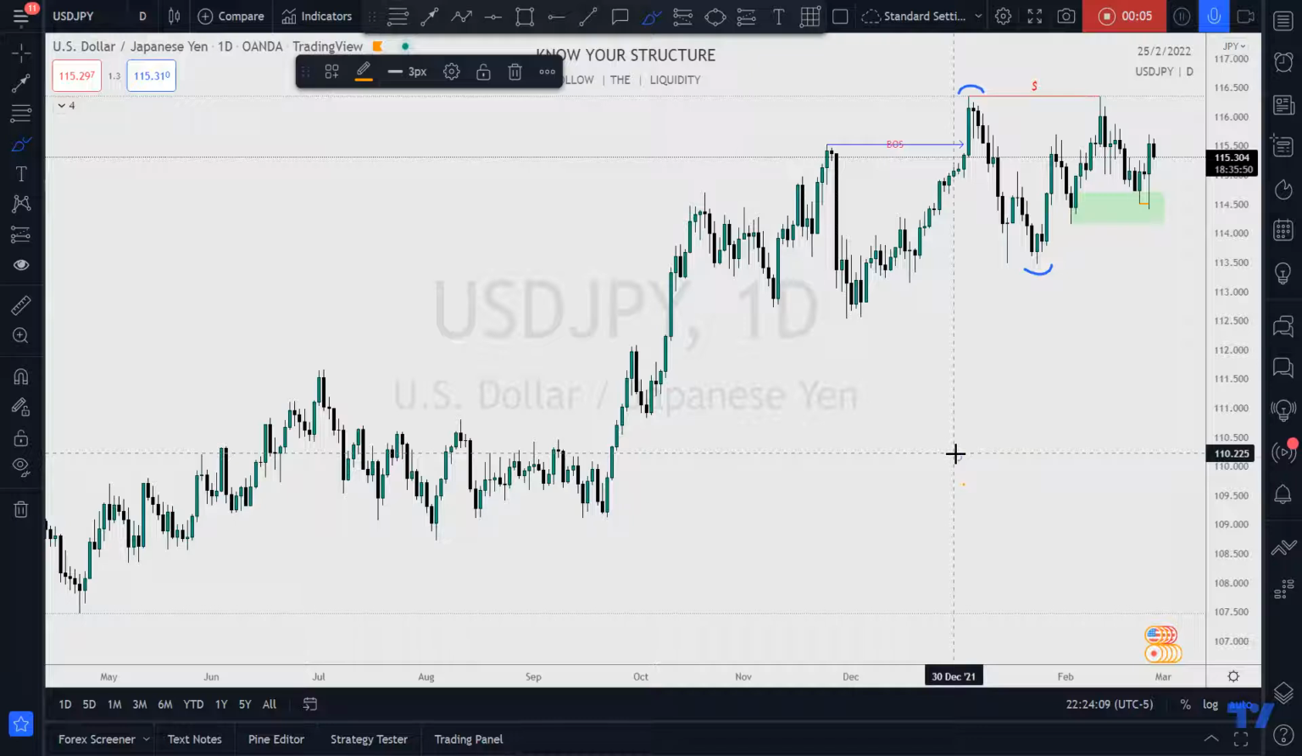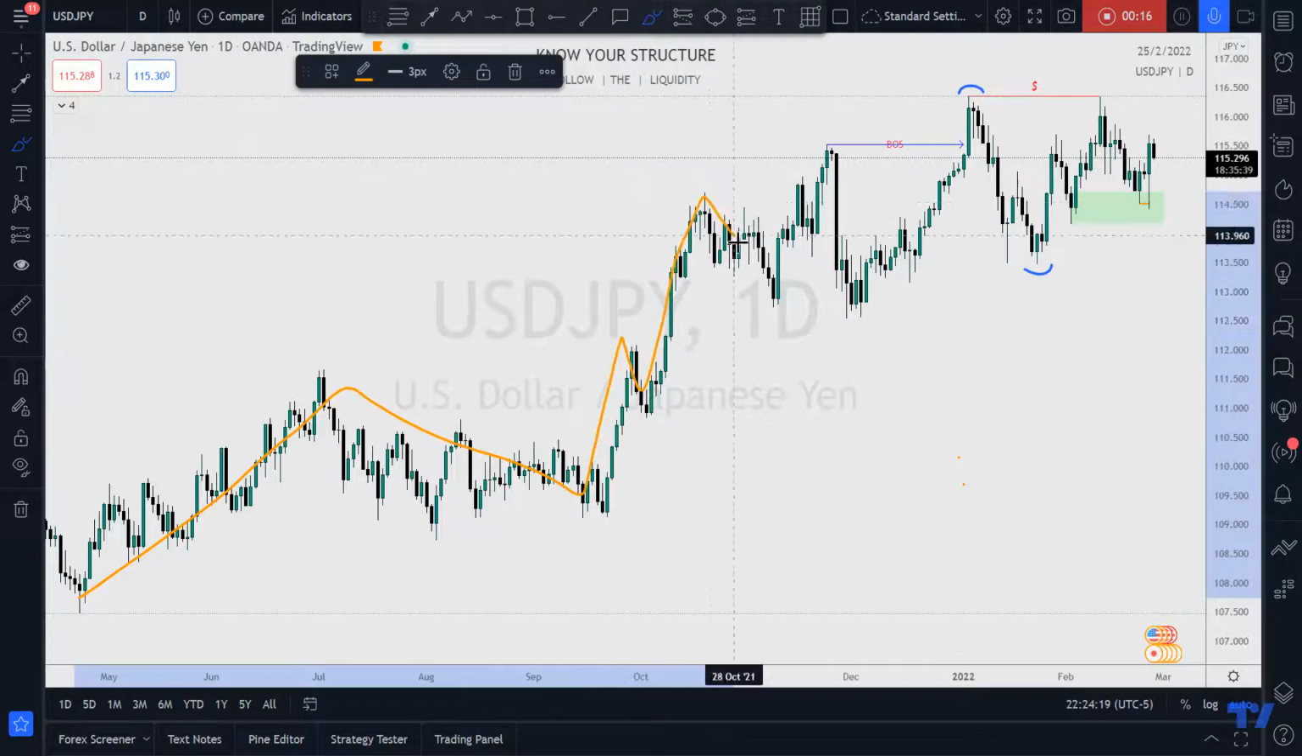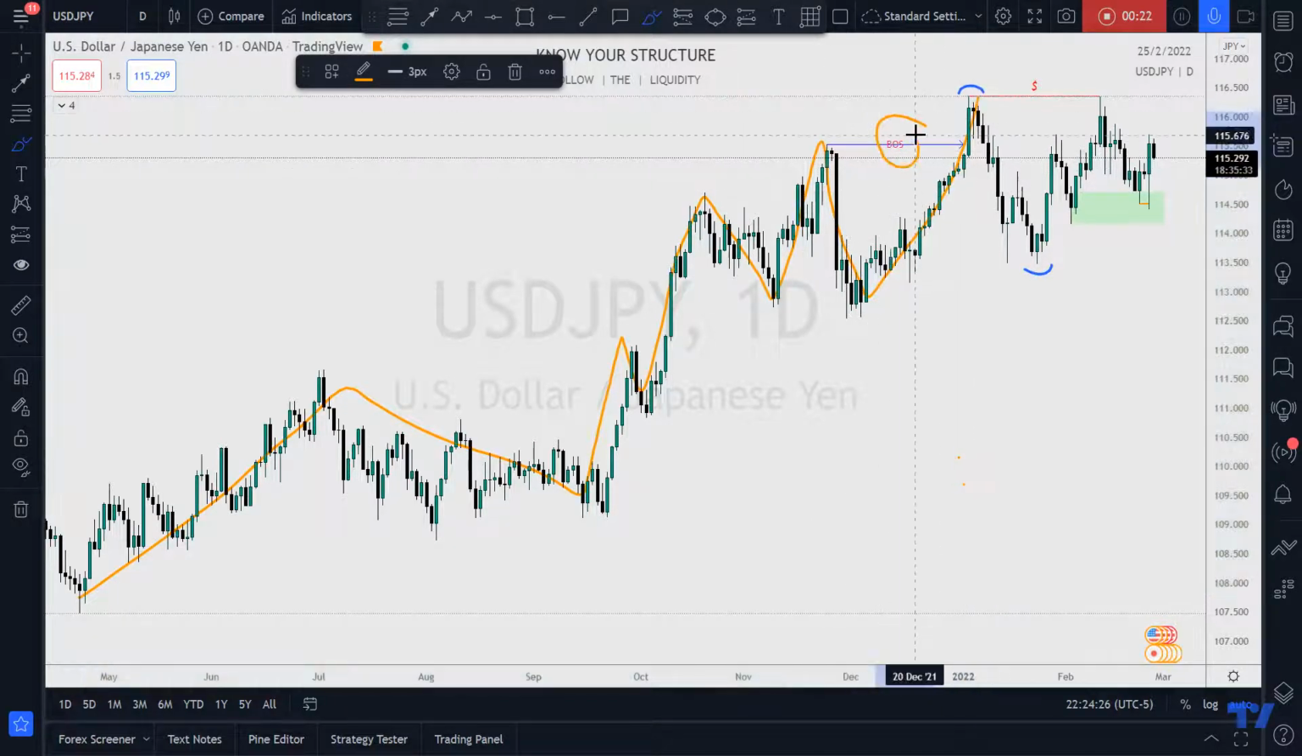Let's take a look at USDJPY, shall we? What do we got here? We got an uptrend, right? Seems pretty obvious. Higher high, higher low, higher high, higher low, higher high, higher low, higher high, higher low, higher high, breaking structure here.